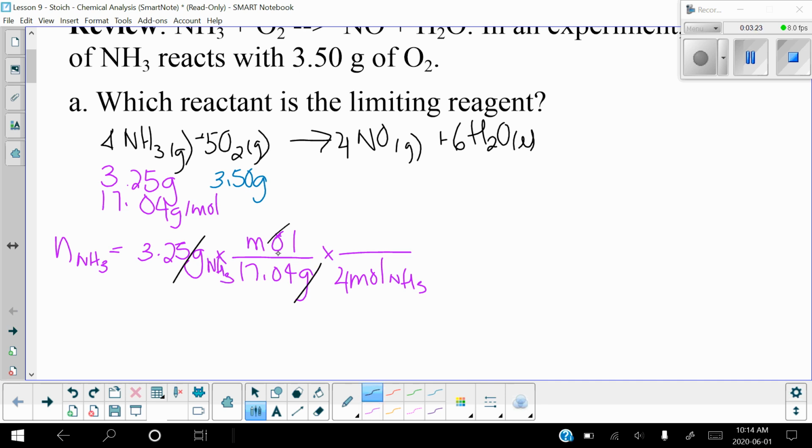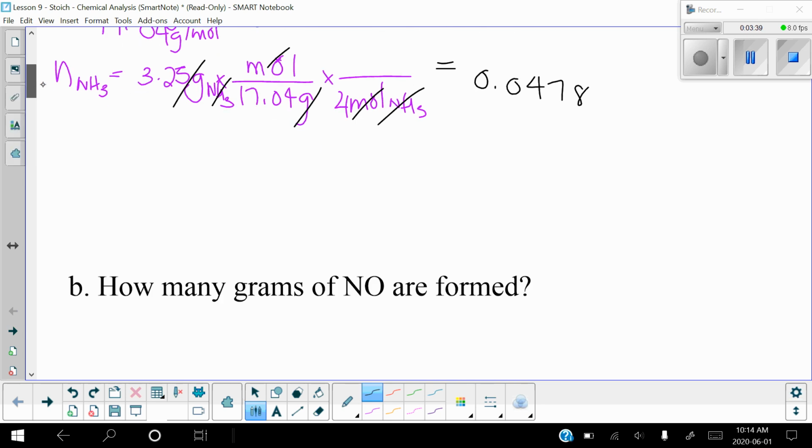Let's do some canceling. Grams and grams, moles and moles, ammonia, ammonia. It gives us a nice unitless number so that we can compare it. This is going to give me 0.0478. Great. And then the next one I will do in blue.